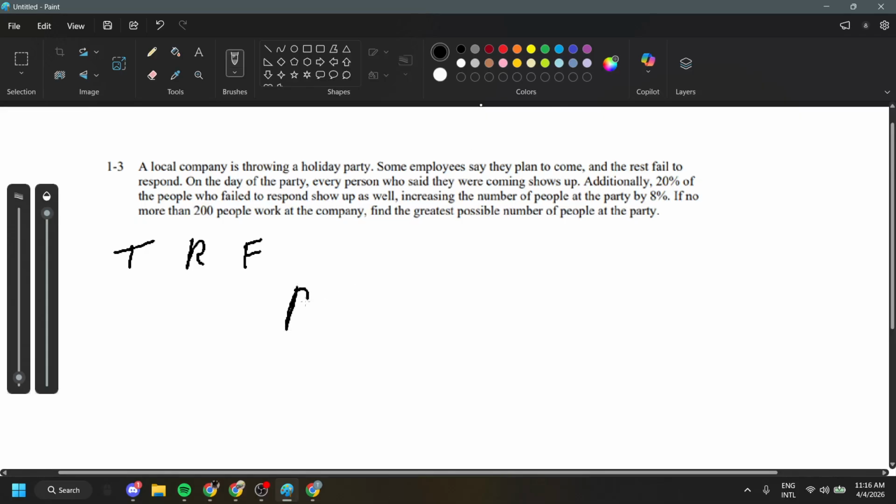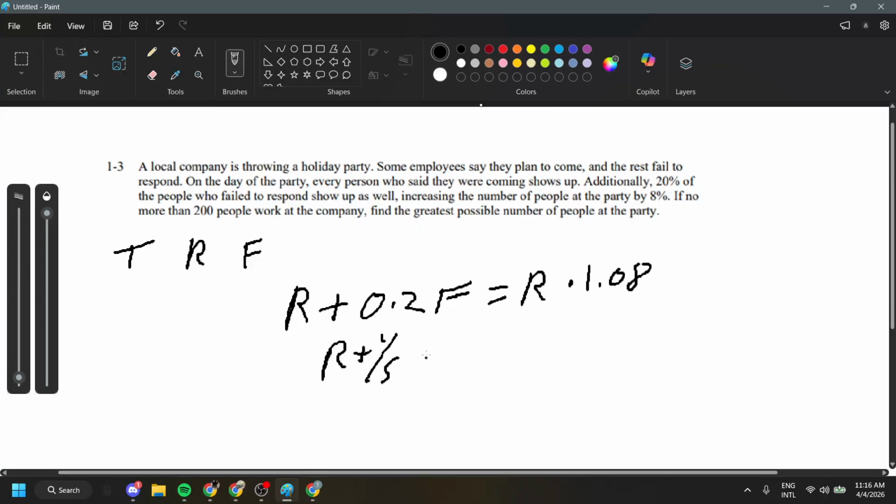So responding people show up, plus 20% of the people who failed to respond increases the number of people at the party by 8%. So it's equal to the number of people at the party originally times 1.08. Okay, so R plus 1/5 F is equal to, what is that? That's 108 over 100, which is 54 over 50, which is 27 over 25.